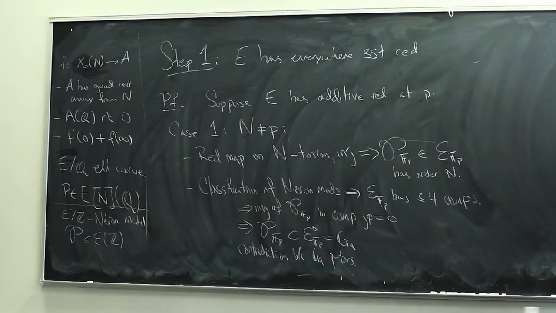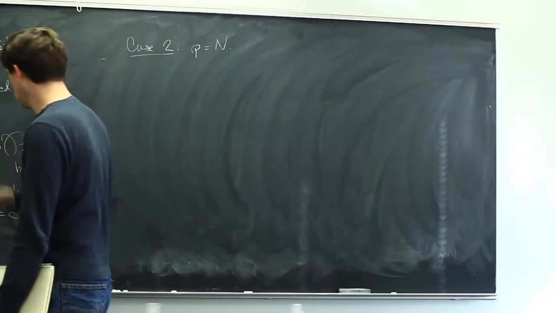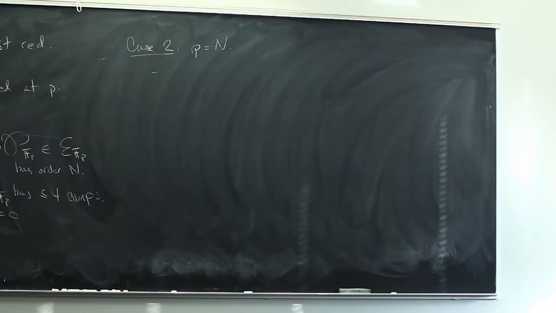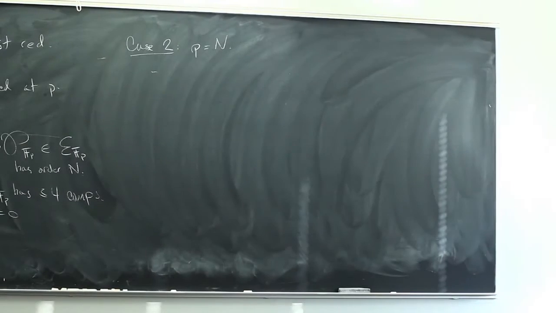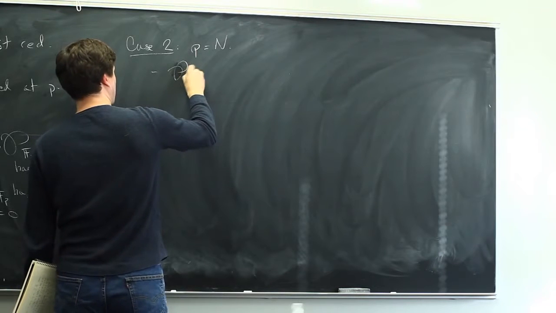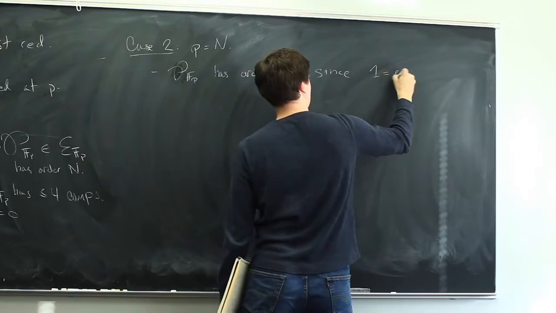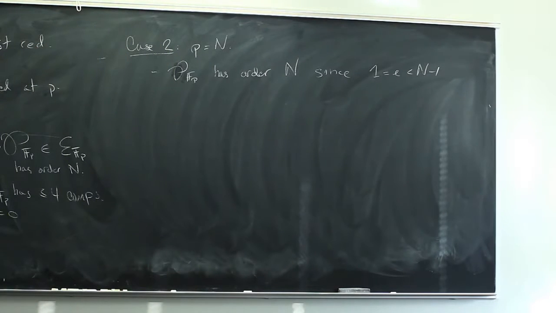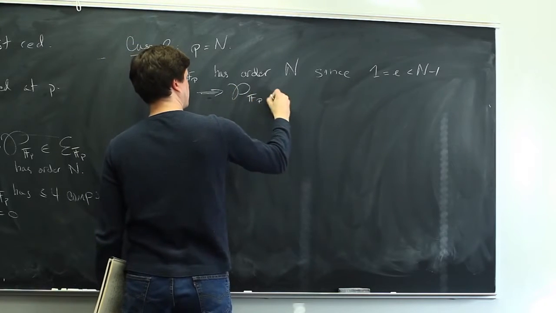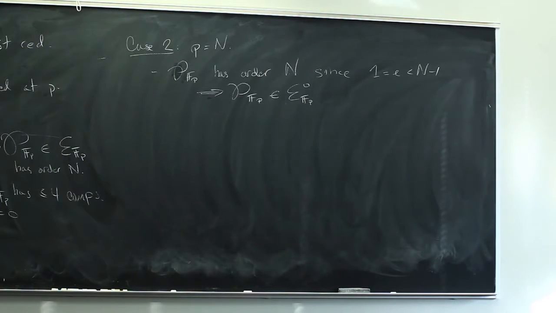So now there's the case when p is equal to n. Okay, so since n is not 2, and we're working over Z_p that has ramification at most 1, we still get this injectivity on the reduction map. So P over F_p still has order n. And so by the same reasoning, it has to be the case that P is contained in the identity component of the Néron model. Okay.